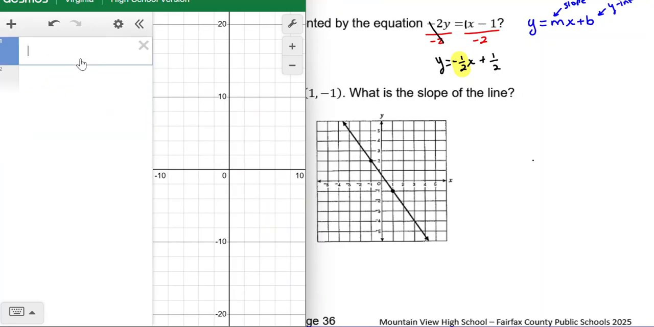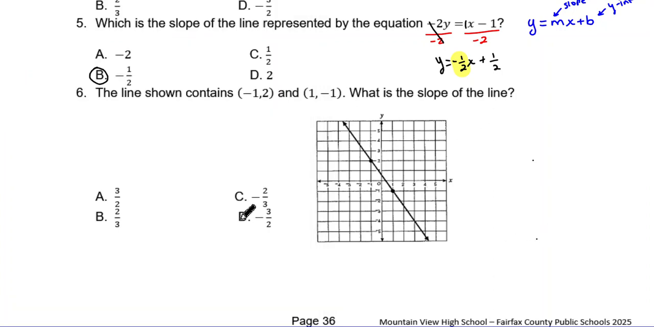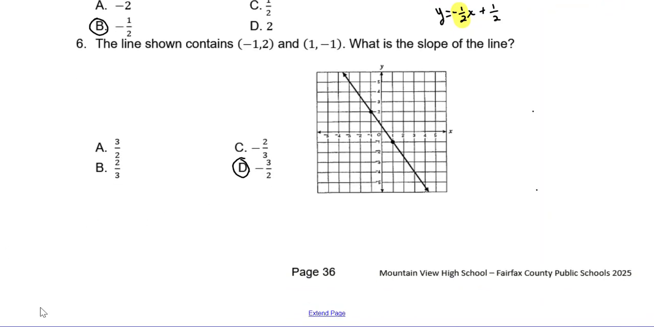So I know slope is a fraction. It's going down 3. Down 3 and then over to the right 2. All right, and then I'll push the fraction button, so that's -3 over 2. Answer is D. Okay. All right, thanks guys.